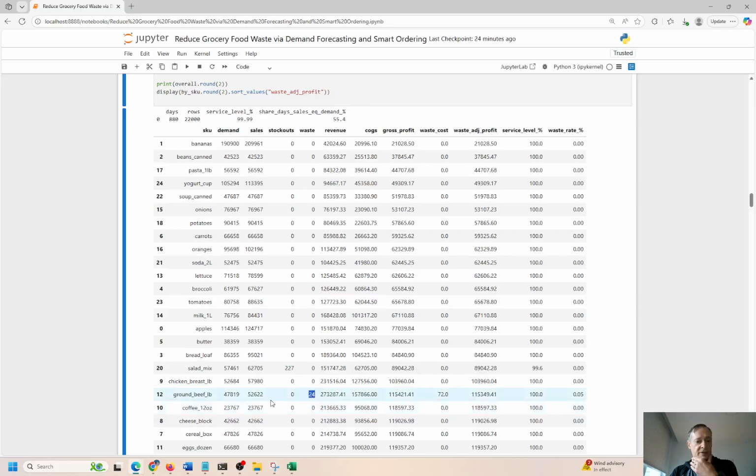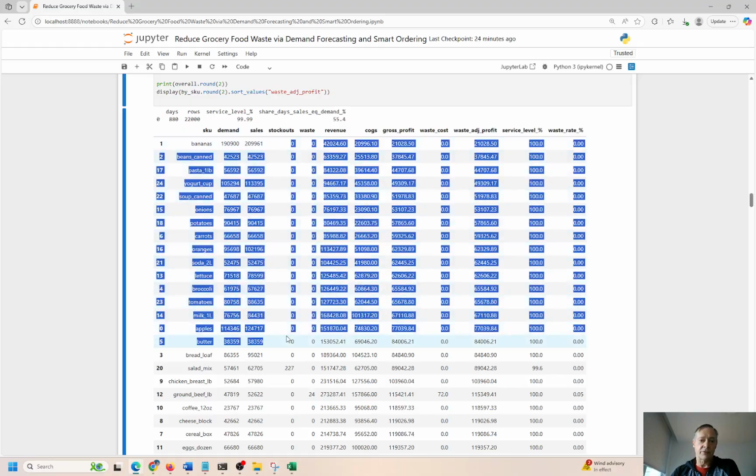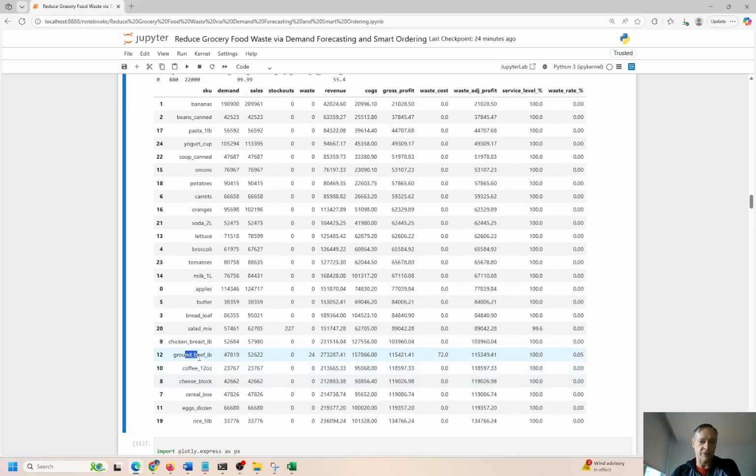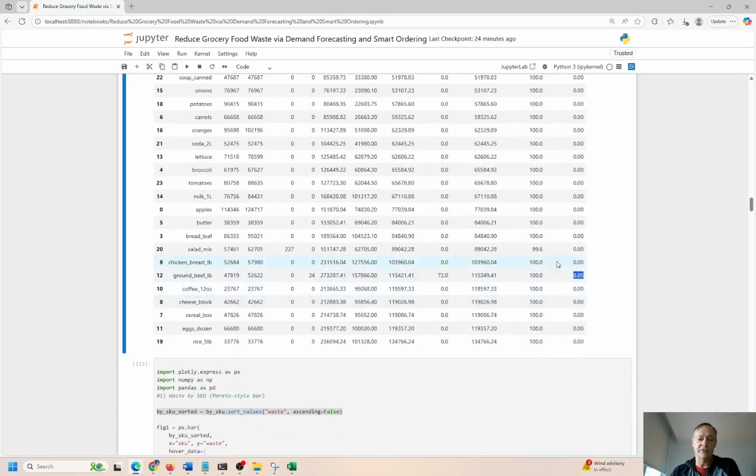And waste, this is ground beef. So this ground beef went stale or became rotten somehow, and we had to throw that out, and that cost 24 bucks, right? So all of that is going to impact the revenue and the COGS and gross profit, right? So these are the things that we have to identify and try to manage. So most of these are fine. Stockouts is 0, waste is 0, but there is an issue with the salad mix and with this one down here, ground beef. Waste adjusted profit over here, service level percent, and the waste rate right here. It's pretty low. It's measurable, but it's probably de minimis. It's only 5%.